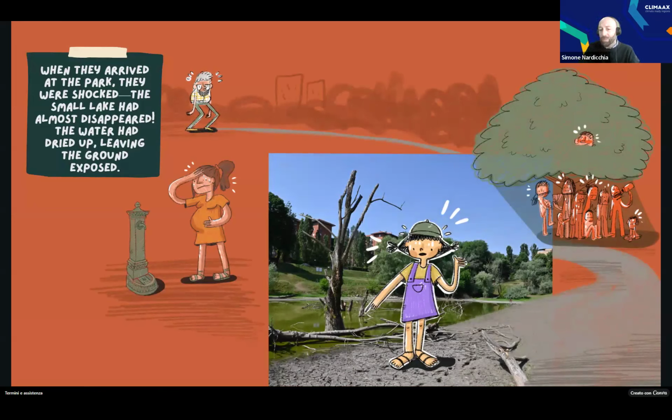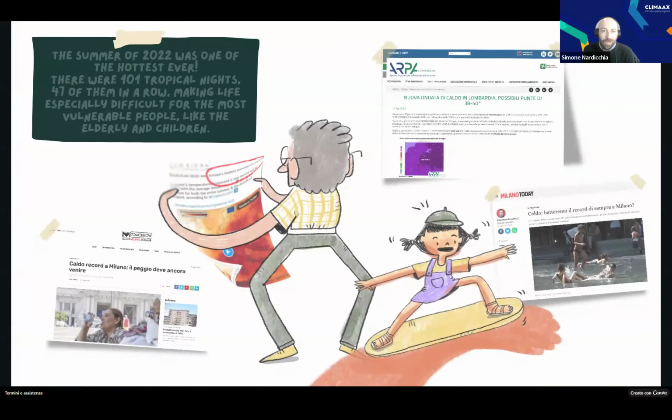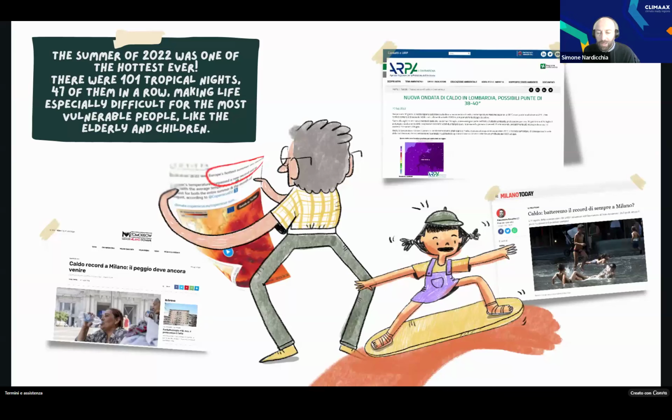Here we combine a real picture of the city with illustration, and we start to introduce the groups vulnerable to heat waves, such as a woman and all the people under a tree. Then we describe what happened during the summer of 2022 using some real information from local news. It was really hot in summer 2022, with tropical nights and problems, especially for Ambrogio and Gaia.